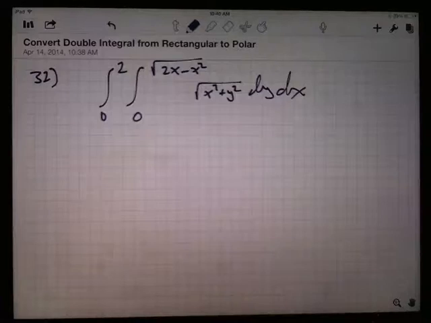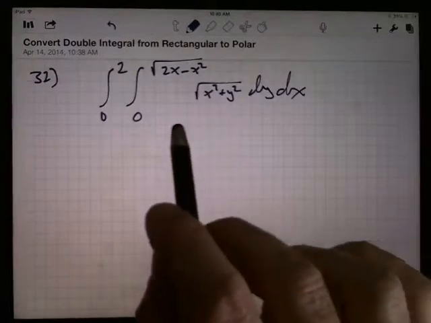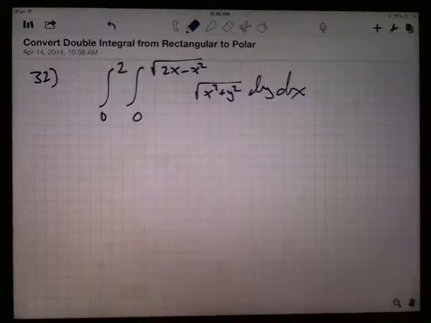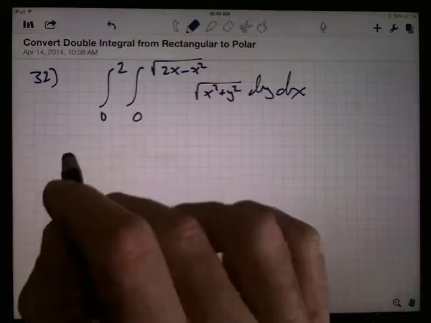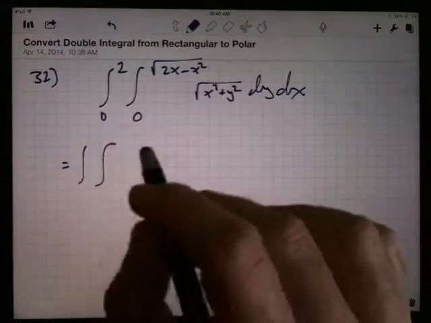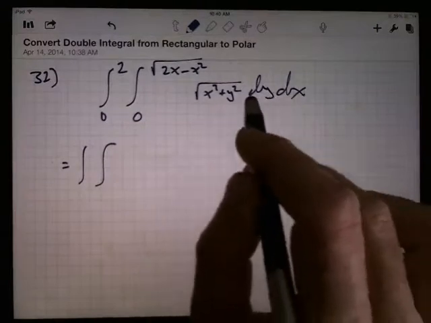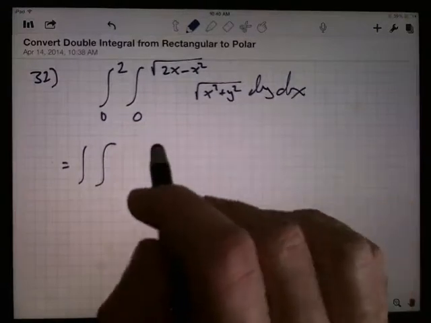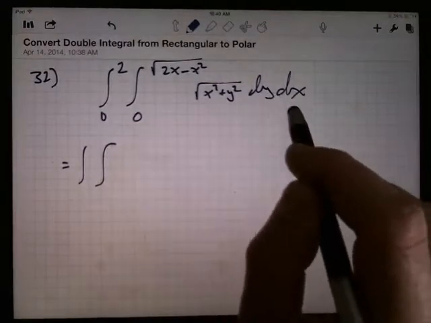I want to do example problem number 32 out of the textbook here. The directions are to convert this integral into polar coordinates and then evaluate it. So there's a couple things I have to do here. One is I have to change the limits of integration, and the other is I need to change the function, and well, three things, because I need to change the function and I need to change the dA.